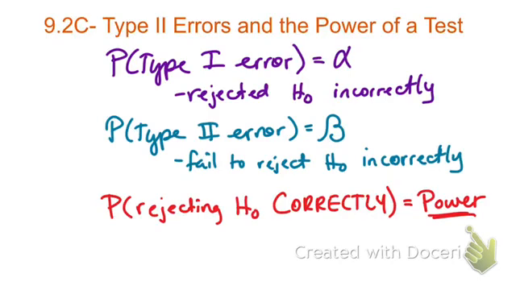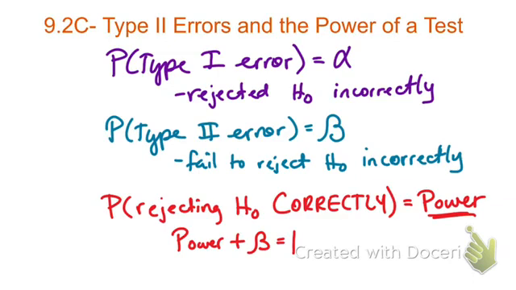Do you guys want to be correct when you make a decision? Most of the time, yes. Usually when you make a decision, you want to be right. So do you think you want your power to be high or low? You want high power. Now, power is very special to beta. They are complementary of each other, meaning if I take power and I add beta, I will get 1. I'll show you why in just a second on our table.